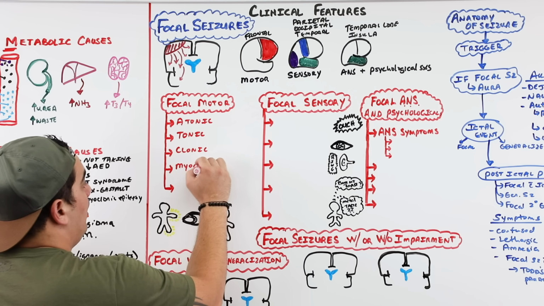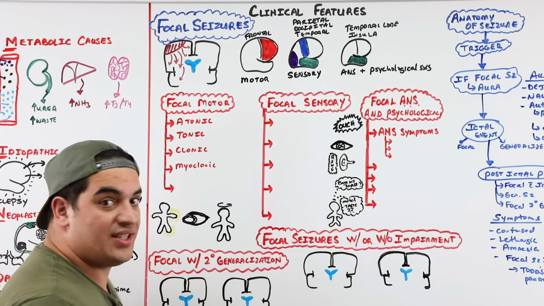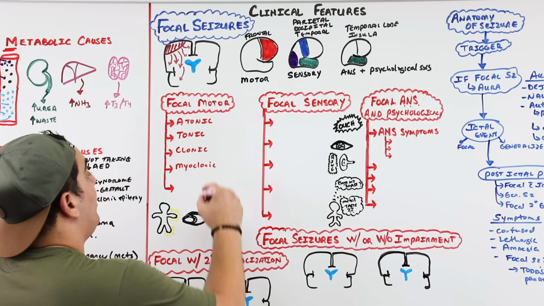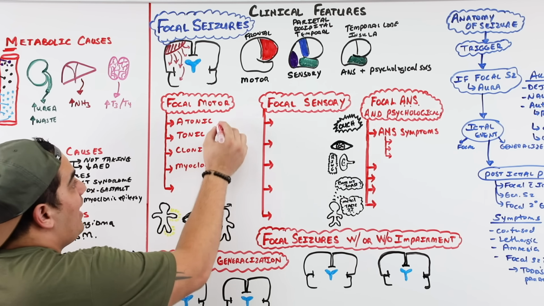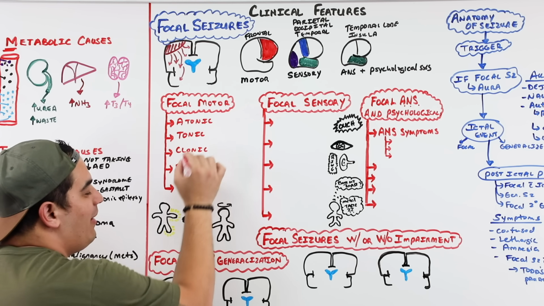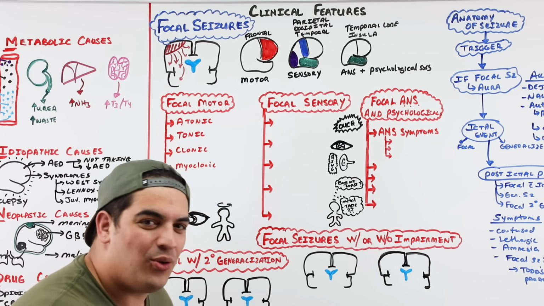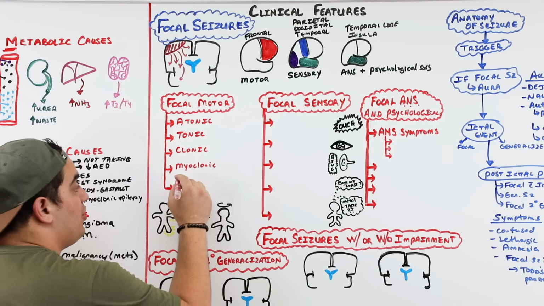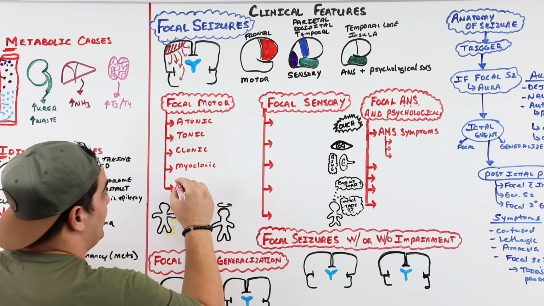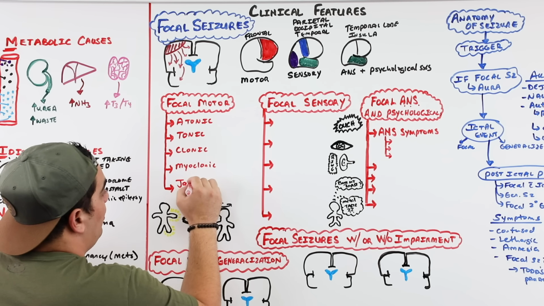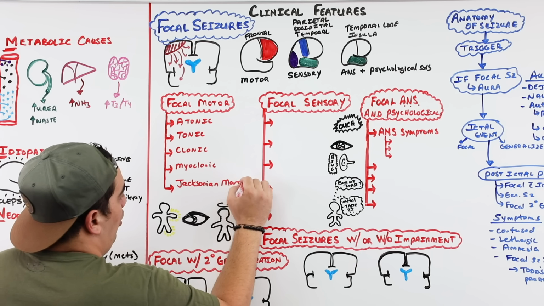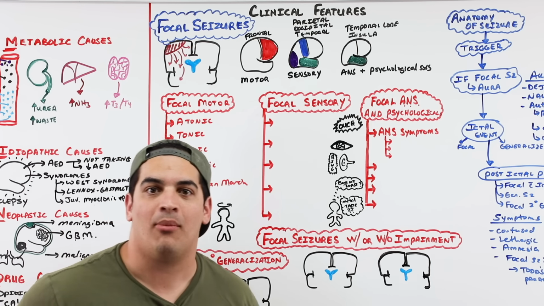Myoclonic is an asynchronous, very rapid jerking movement. And then last but not least, you can have these movements that we just talked about in a very, very weird way that is very common in situations where a patient, especially you need to remember this for your exams, has what is called a Jacksonian march. What the heck is a Jacksonian march?